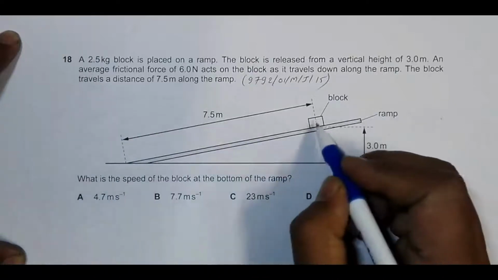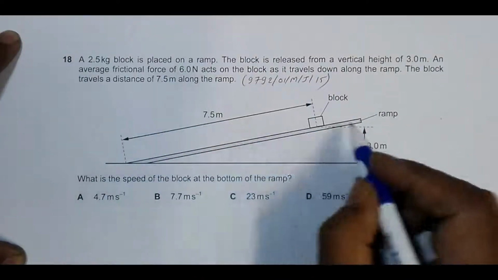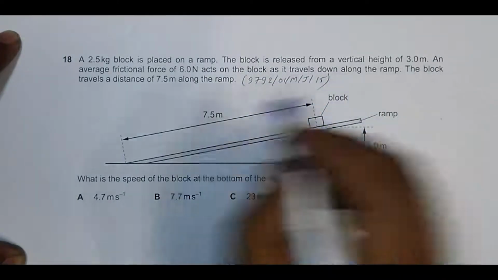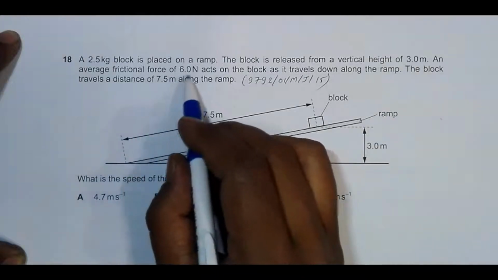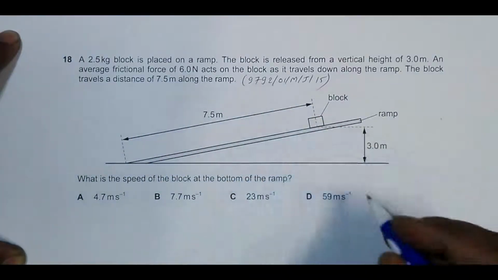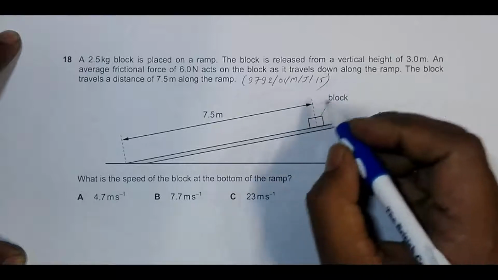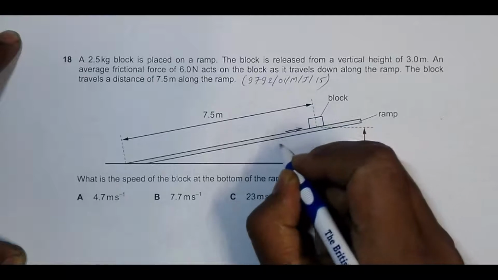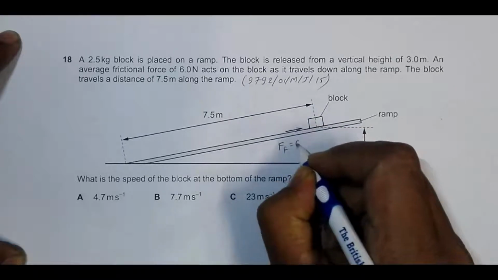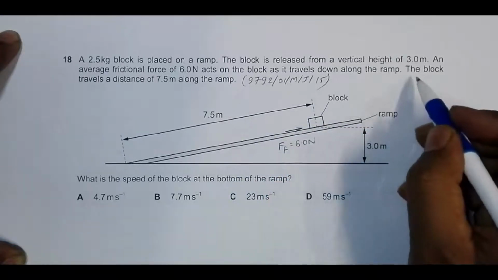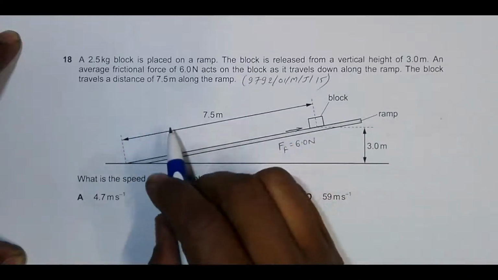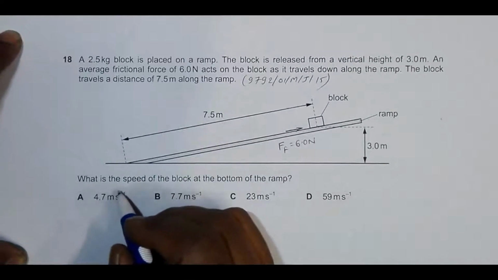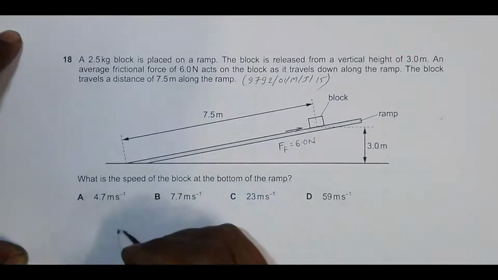A 2.5 kg block is placed on a ramp. So this is the ramp. The block is released from a vertical height of 3.0 meters. An average frictional force of 6.0 Newton acts on the block as it travels along the ramp. So that means the frictional force here is Ff equal to 6.0 Newton. The block travels a distance of 7.5 meter along the ramp. So we have to find what is the speed of the block at the bottom of the ramp.